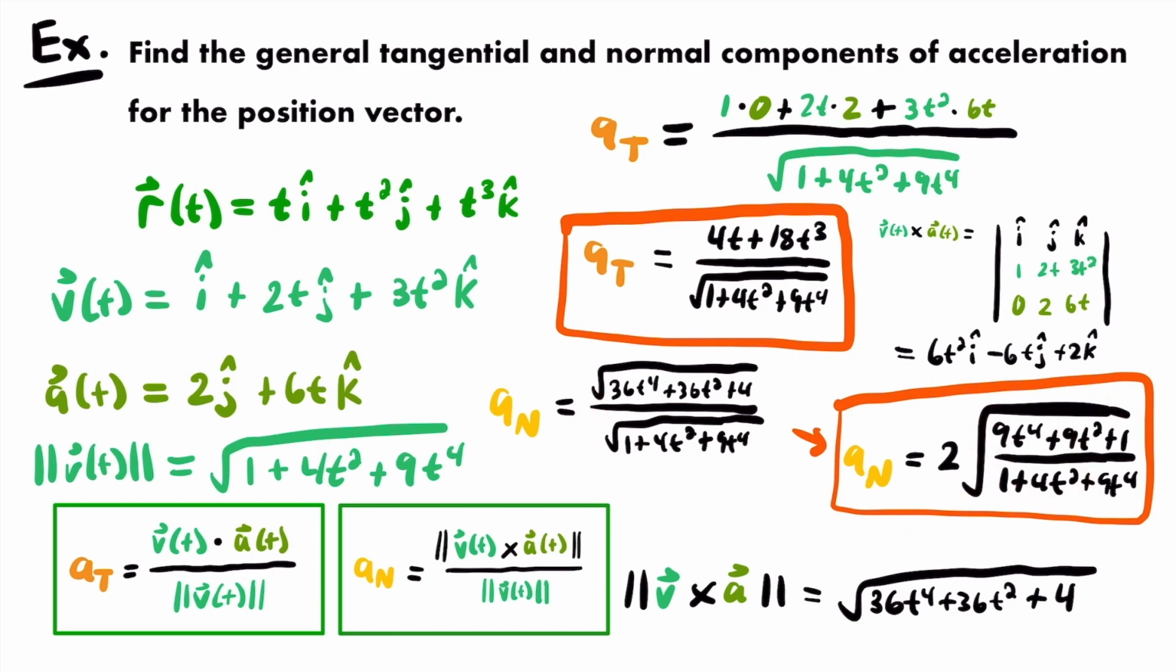We have now found both the tangential and normal components of acceleration, at least as general expressions in terms of t. If you wanted to find any specific values for those two components at a specific value of t, you could just plug that value of t into those expressions and find the corresponding value. Okay, let's take a look at another example.